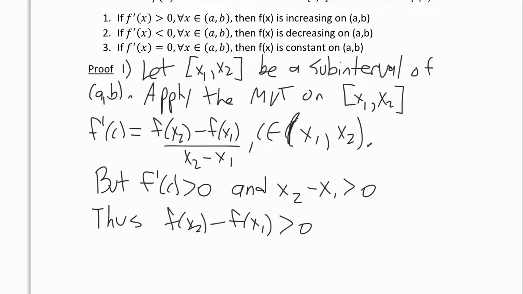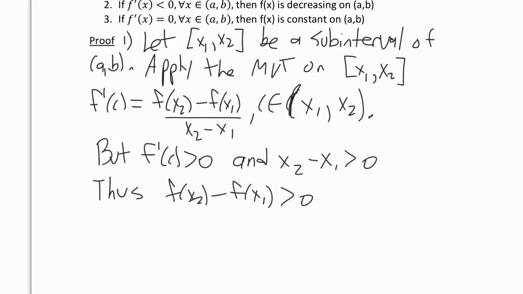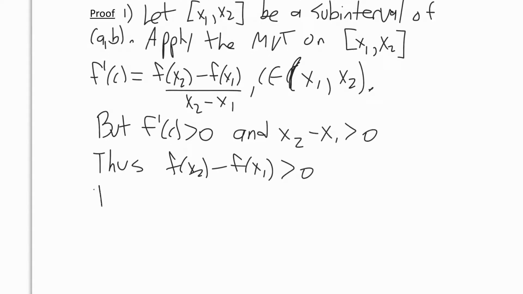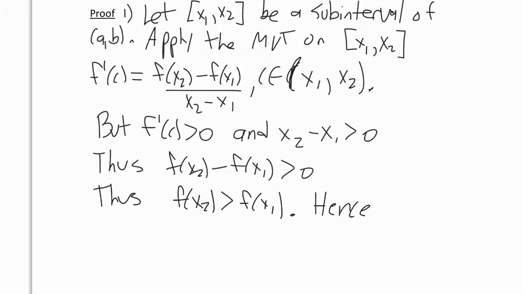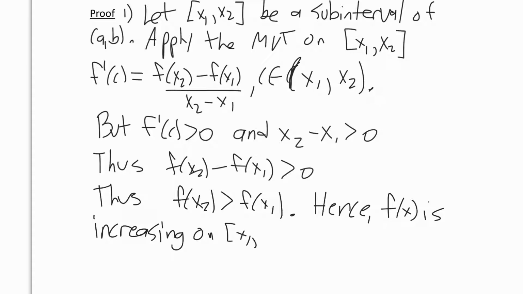Well, we could move f of x1 to the other side. So, thus, f of x2 is greater than f of x1. Well, what does that mean? If f of x2 is greater than f of x1, this is the definition of increasing. So we would say, hence, f(x) is increasing on x1 to x2.